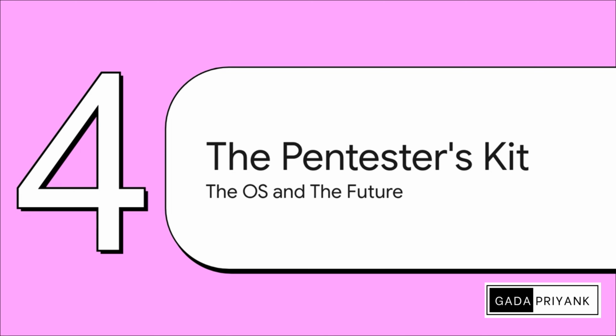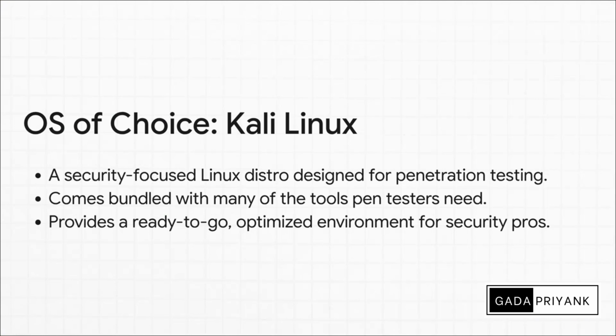You know, a toolkit is more than just a bunch of individual programs. So let's look at the foundational operating system that brings it all together, and maybe take a peek at what the future holds. Nearly every single professional pen tester uses Kali Linux. It's an operating system built from the ground up specifically for security work, and that saves countless hours of setup and configuration. It's like having a fully stocked mechanics garage ready to go from day one.